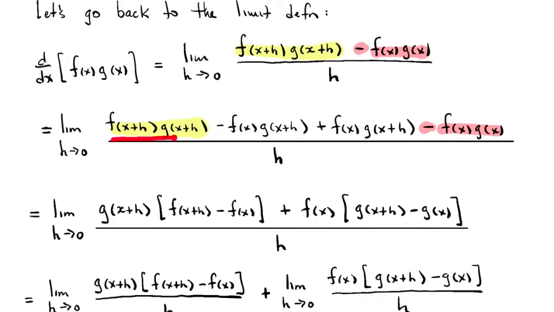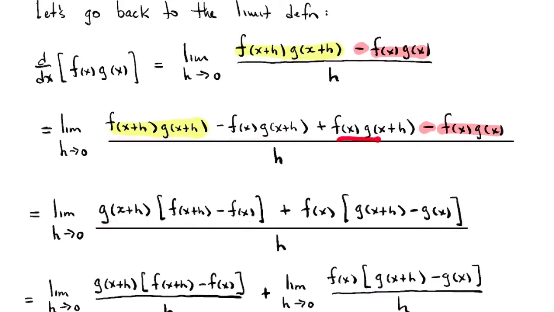If I look at these first two terms, they both have a g of x plus h in them. So I can factor that out. I'm factoring out g of x plus h, and what's it times? Well, it's times the difference of the remaining terms, f of x plus h minus f of x. Okay, so that's the algebra I did on the left-hand side of the formula. I factored out a g of x plus h.